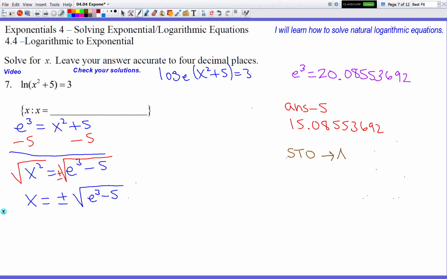Yeah, so you stored it into A. And you're not going to see Store, an arrow, equals, and then an A. You're going to see Answer, right arrow, A. But I'm just telling us that's what we're doing. We're storing it in A. Okay, so you want to hit this next button. You want to hit square root. So when you hit square root, you're going to hit second to access the square root button.